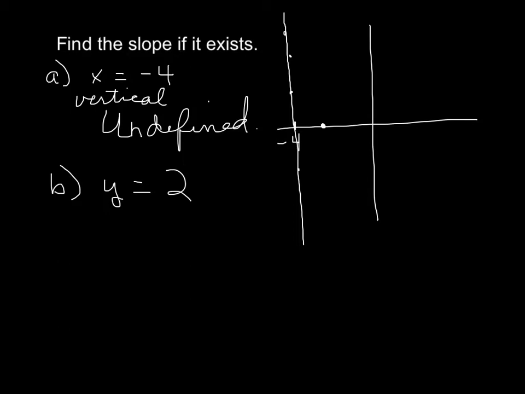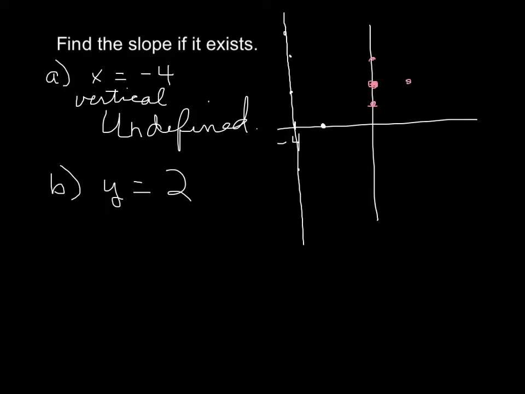I'll do the next in pink. If y equals 2, we plot 2 on the y-axis, and here it is. And then we look for everywhere that y is 2. If we try a point up here, y will be 3. If we try a point down here, y will be 1. So those won't work.